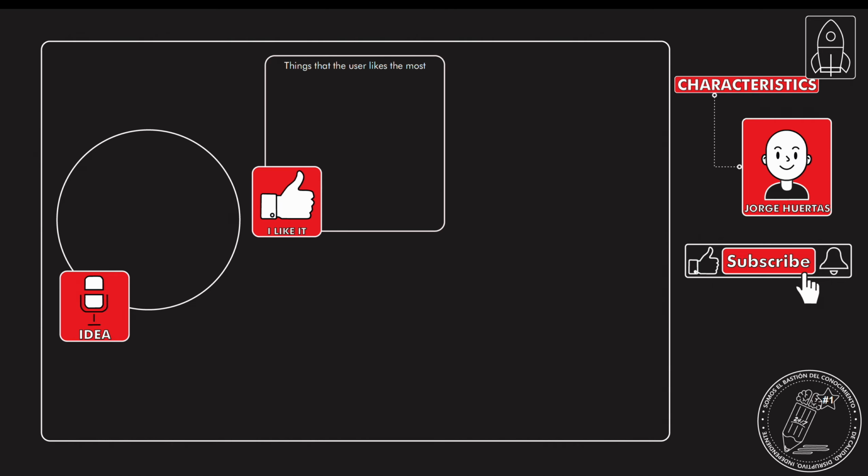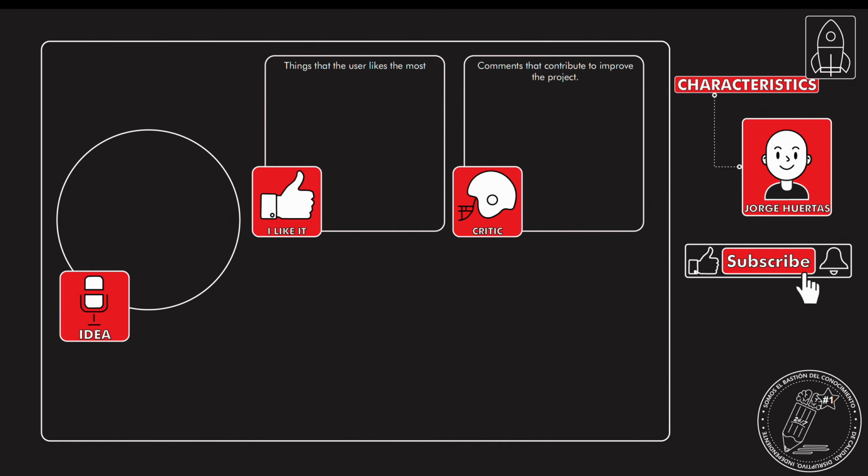Then the first part is the things that the user likes the most about that. So here you will write all the things that they like. Then you also have to have a space to comment, to critique. What are the comments that contribute to improve the project? It's really helpful because if they don't have something clear and they don't like something, here they have the possibility to write that.